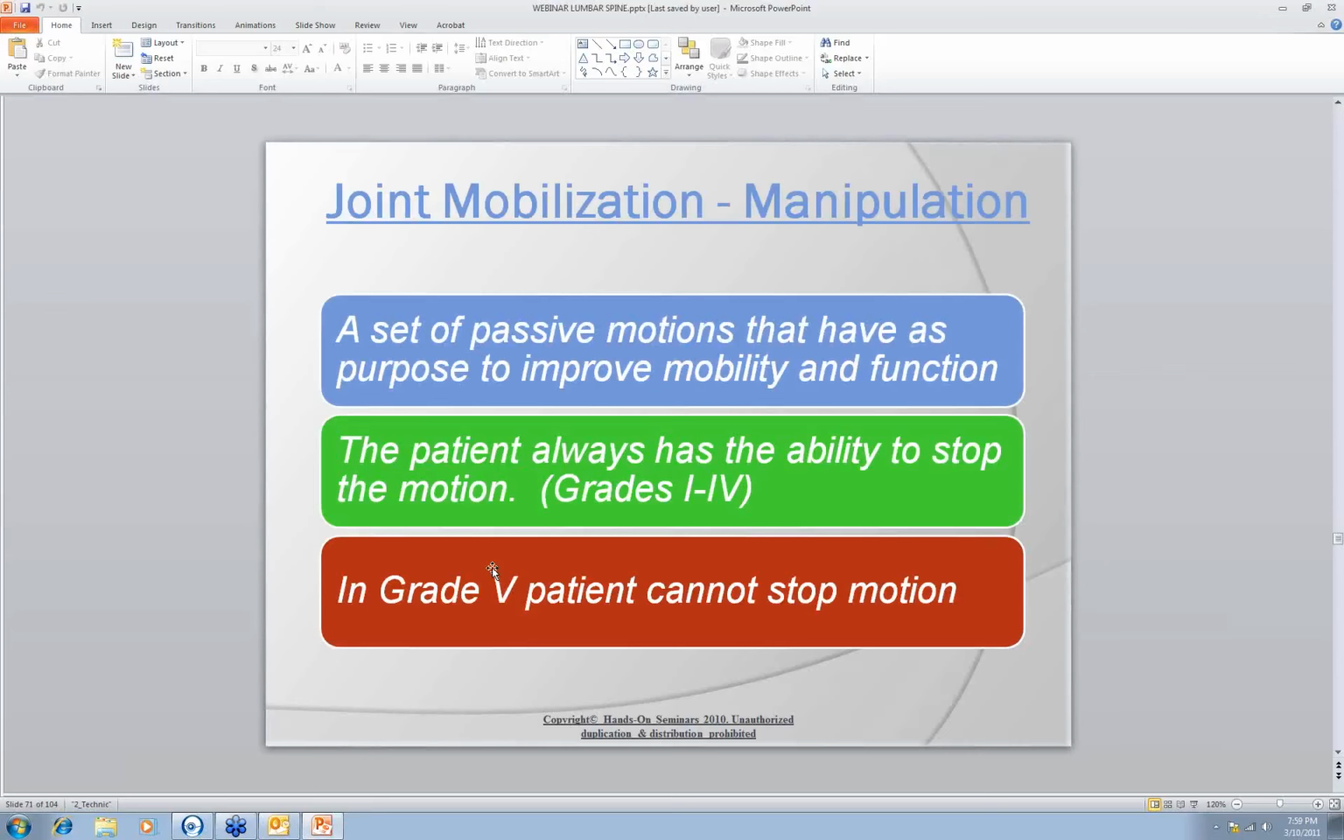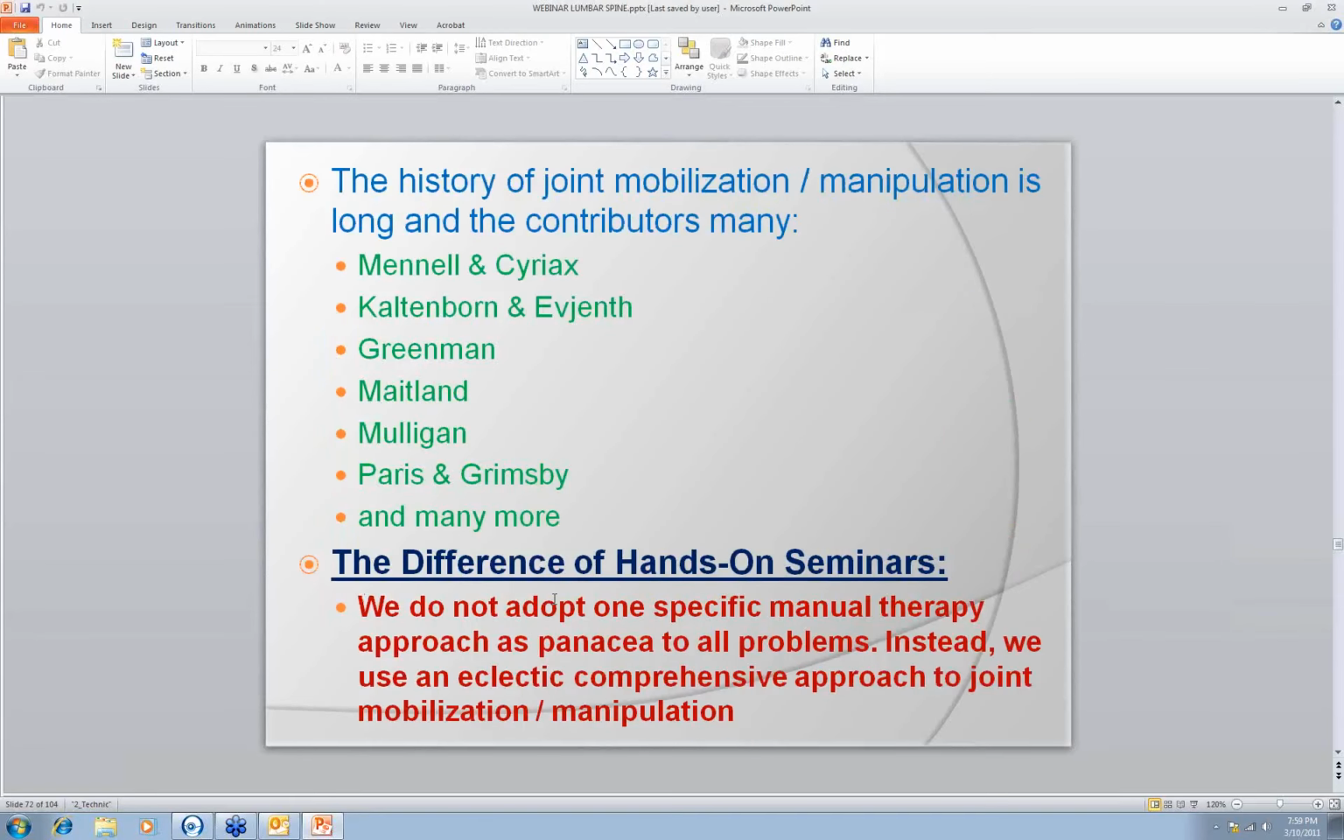So what is joint mobilization manipulation? It's a set of passive motions that have as a purpose to improve mobility and function. We have 5 grades. During grade 5, the patient has no control of the motion. They cannot stop the motion.